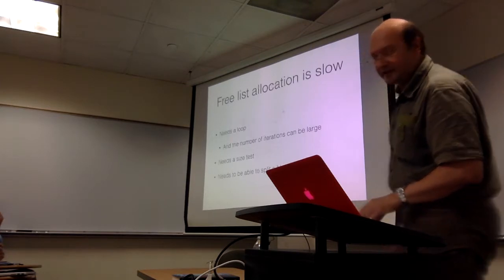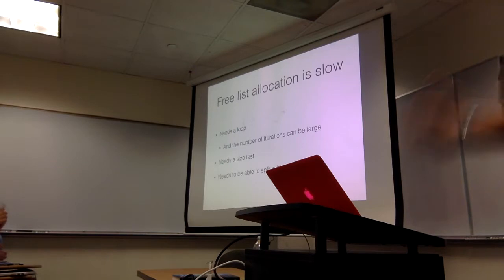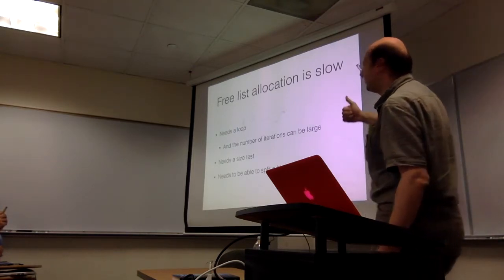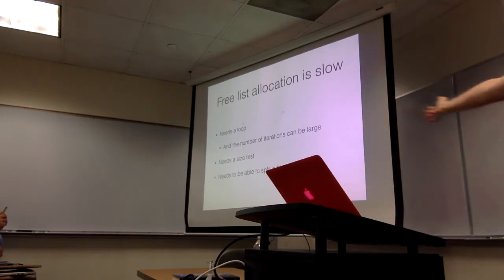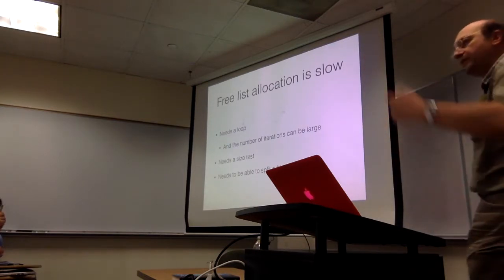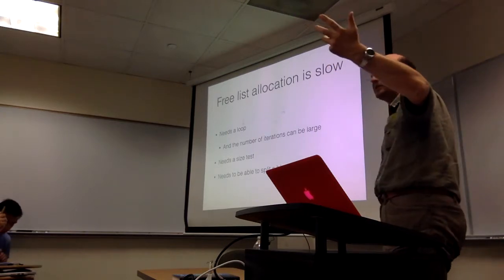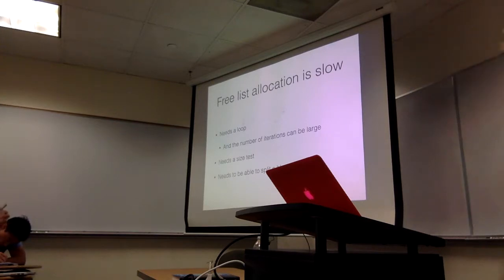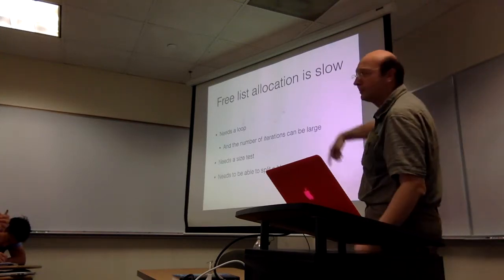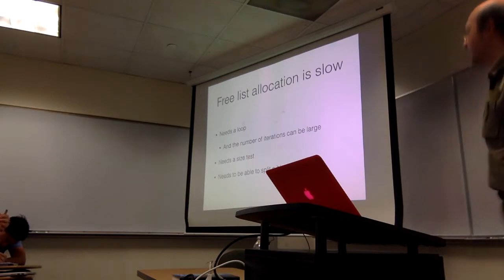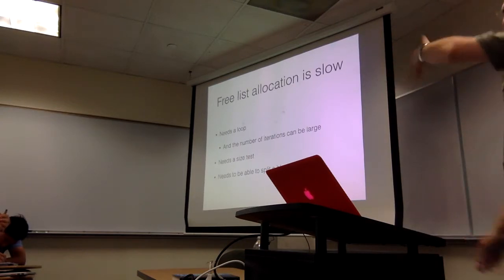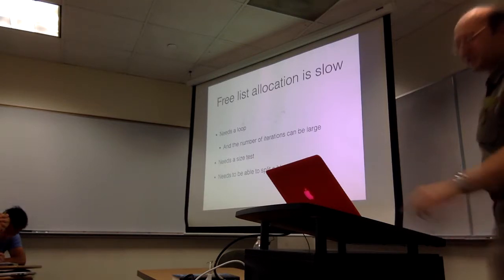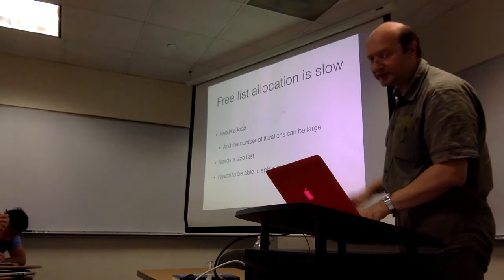So, unfortunately, this is all slow. To implement it, you need a loop. The number of iterations in the loop can be large because you're working down this list. It could be going for a long time. You need a size test because you know how big a piece you want, but you don't know how big a piece is coming next on the list. And you need to be able to split up a block. And by the time you combine the logic for all of those into one thing, there's no fast path. You can't inline that whole thing at every allocation site, which is really what you want to do. It's just too big. So you don't want to do this as your basic technique.